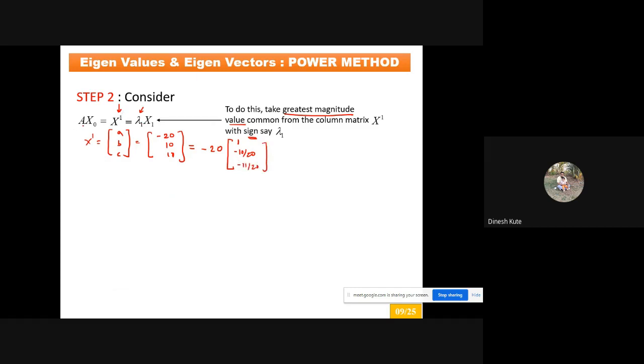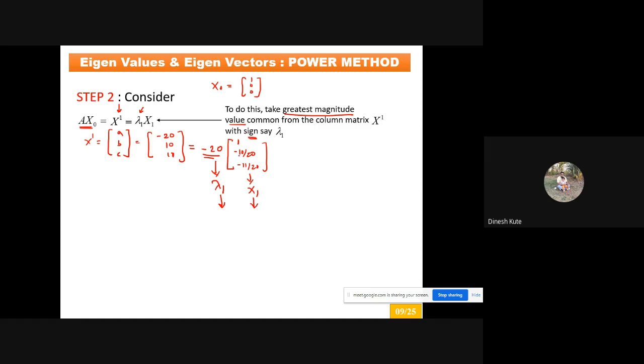I will explain one more time. Select the initial eigenvector x naught. Let us consider 1 0 0. Then multiply the given matrix with this x naught. You will get some column matrix, and from that column matrix you have to take the largest or the greatest magnitude value common, with sign. Now we call this the first iteration of the eigenvalue lambda 1, and the remaining column we call x1. So this is the first iteration for the largest eigenvalue and the corresponding largest eigenvector.